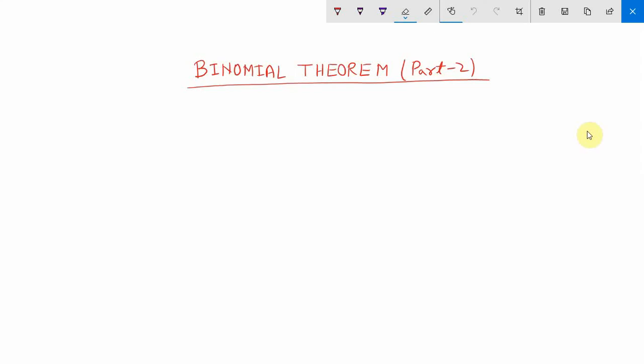In today's lecture, we will cover how to calculate the middle term using a binomial theorem. Then we will see applications of binomial theorem, and on these two topics, we will solve problems. Okay, friends. So let's start with how to calculate the middle term in a binomial expansion.